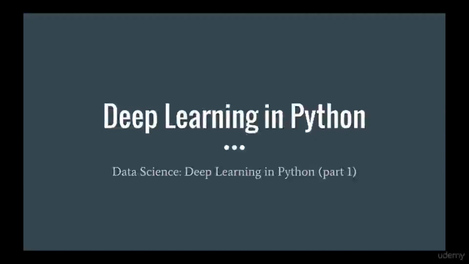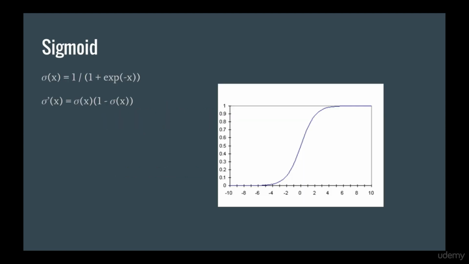Hey guys, and welcome back to this class, Data Science, Deep Learning in Python, Part 1. In this lecture, we're going to look at various nonlinearities that you can use in your hidden layers and their derivatives. Choosing which one to use is like choosing hyperparameters. You should try a few and pick the one that works best. The first we'll talk about is one you've already seen, the sigmoid. If you don't already know how to take its derivative, I would recommend doing it as an exercise.